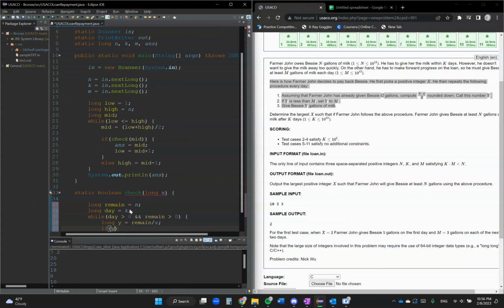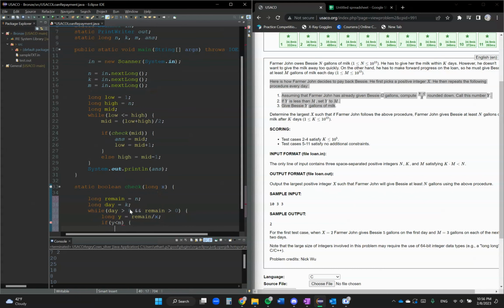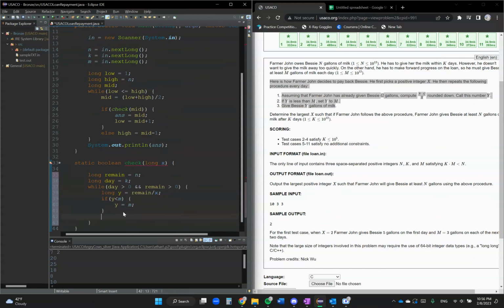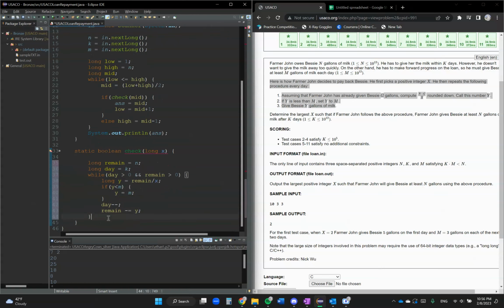And if y is less than m, then y equals m, right? And then we do day minus minus, since 1 day has passed, and remain minus equals y. That's basically the entire thing if we ignore the fact that day and remain are going to be 10 to the power of 12.